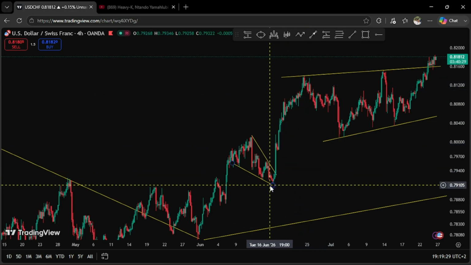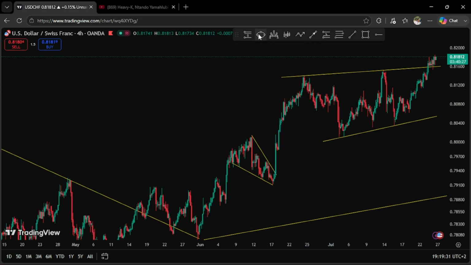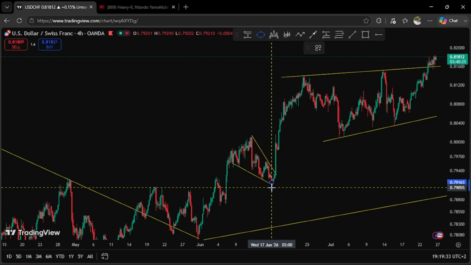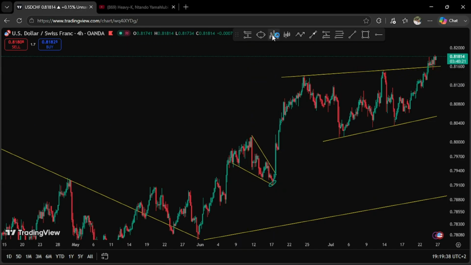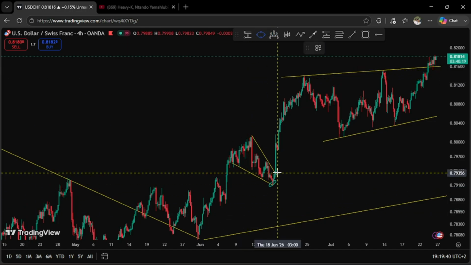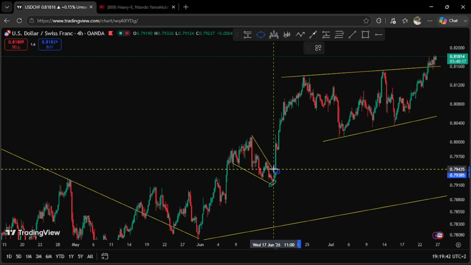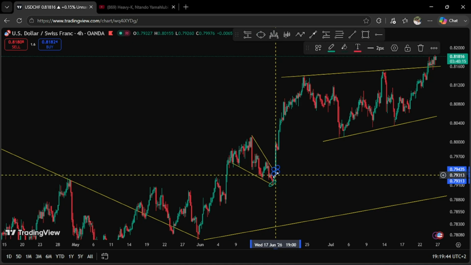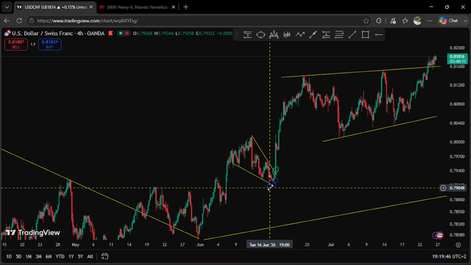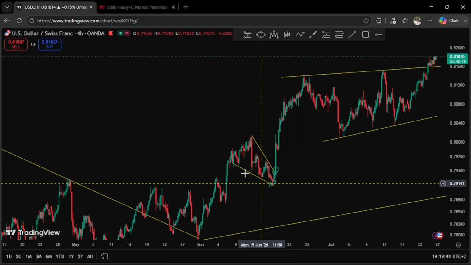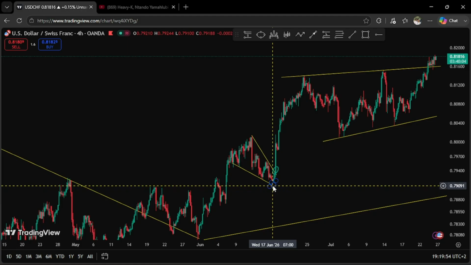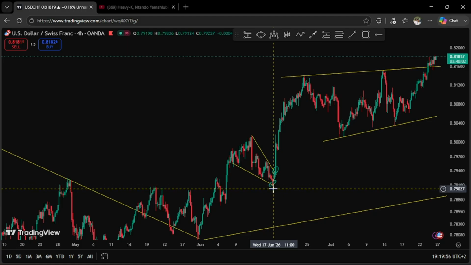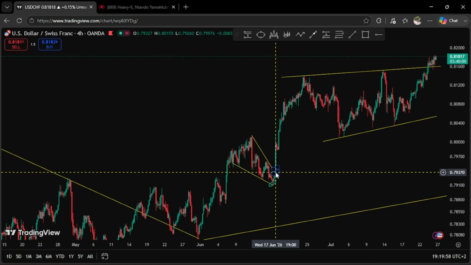So either you entered here, or you would have entered on the break of this. So this is now one, two, three. On the third, you would have entered here. Now this is what we call the risk entry and the reduced risk entry.